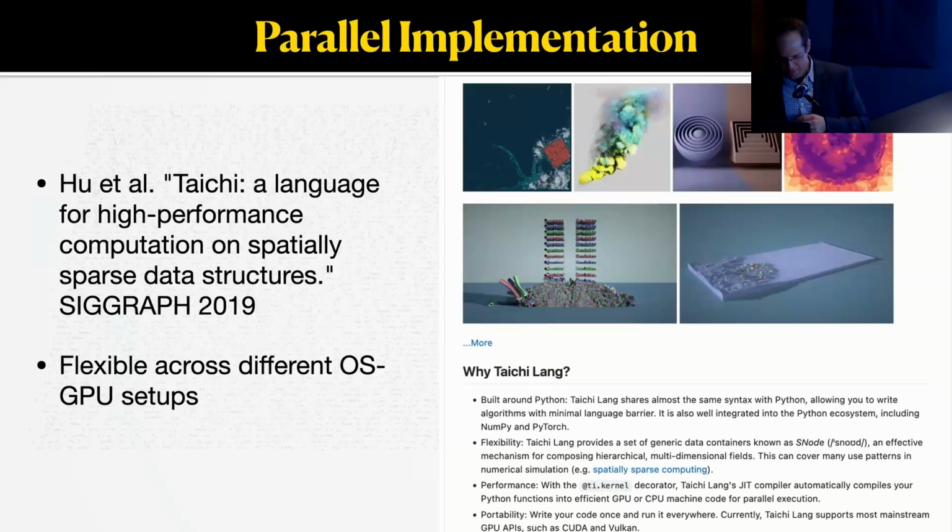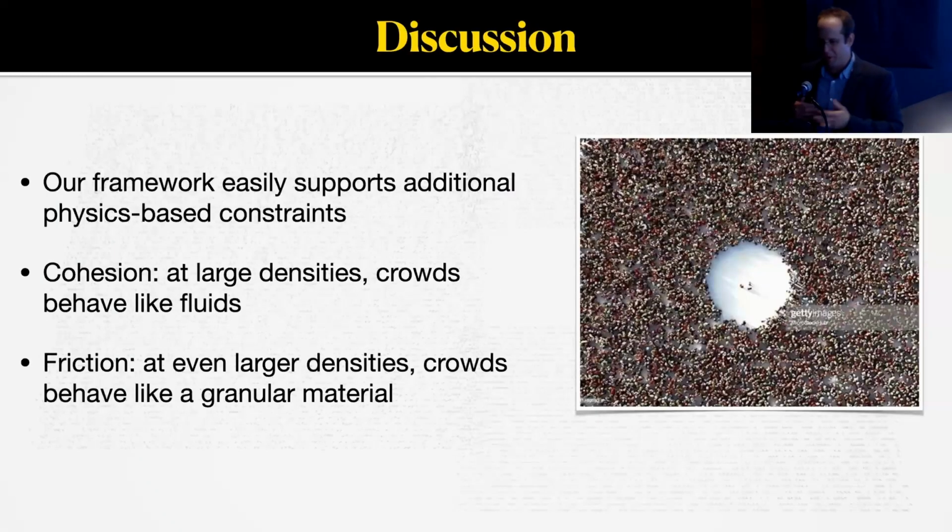Anyway, some more points. Our framework easily supports more constraints. Everything you can find with physical constraints, like fluids and sand, as many people have already done in Unity, Houdini, or Blender, you can add to this framework. For example, large crowds behave kind of like a fluid, so that will be a cohesion constraint. And for even denser crowds, like very dense stadiums, you can have a friction constraint to slow down the agents as they interact.